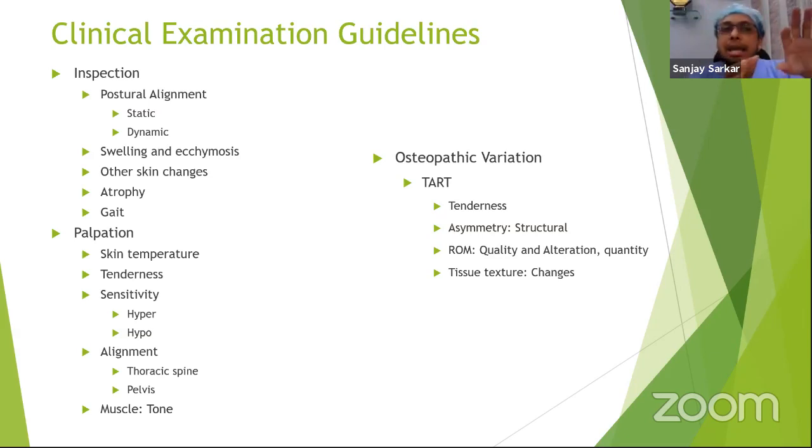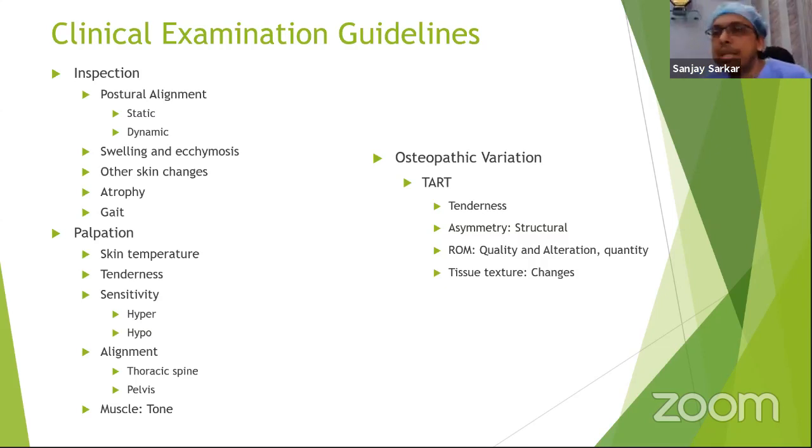And then the left column right over here, this is under the clinical examination guidelines. This is not. This is the osteopathic variation that the American School of Osteopathy has come about and said that, okay, why don't we use the method called acronym called TART. TART is nothing but tenderness, asymmetry, ROM, and tissue texture change. Tenderness, localized pain on pressure, you press and the patient says, there is the presence or absence of tenderness.